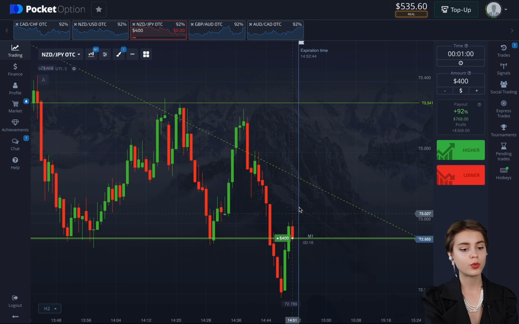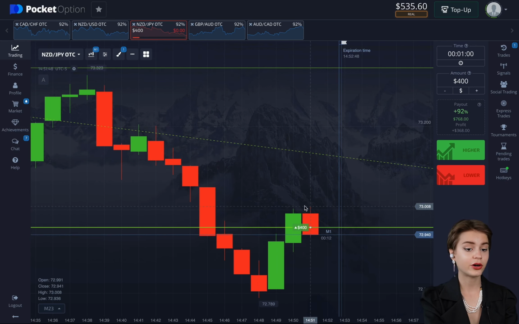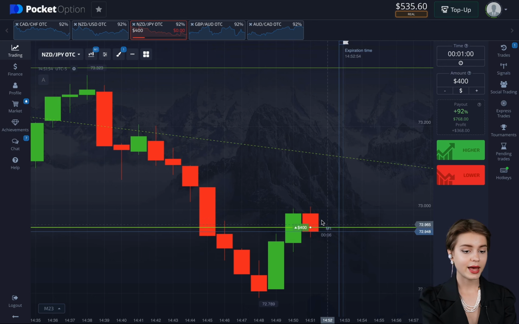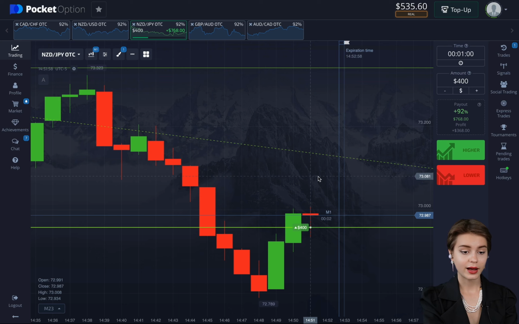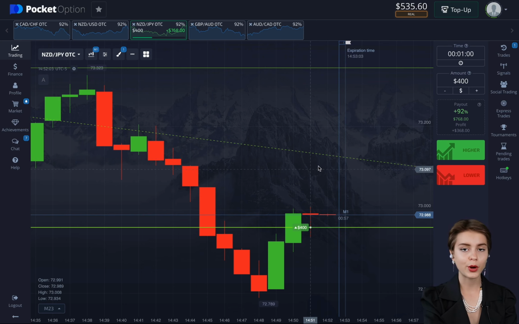We see even two breakthroughs of this level. The first one we've already traded on, and the second one. Now the resistance level, which was earlier above the chart, is being broken through, and it means that maybe the uptrend will be continued short-term. I opened the deal now with higher for this reason, and we wait for the result.